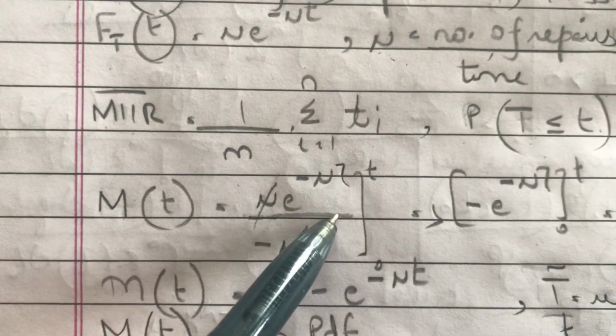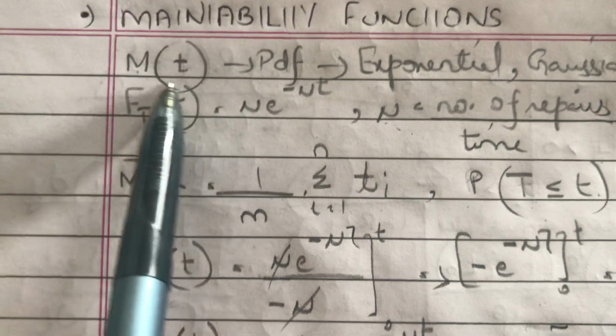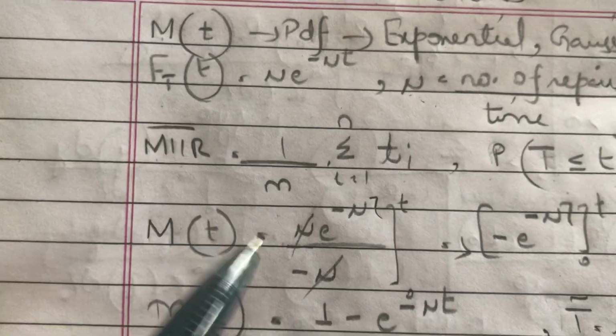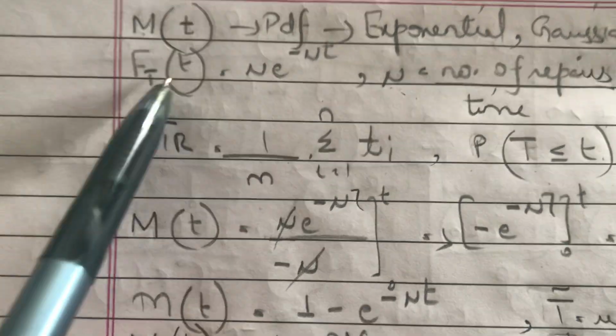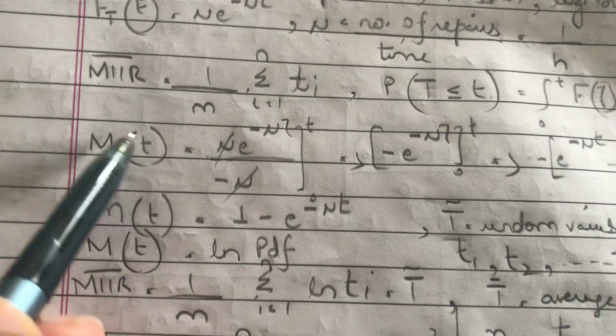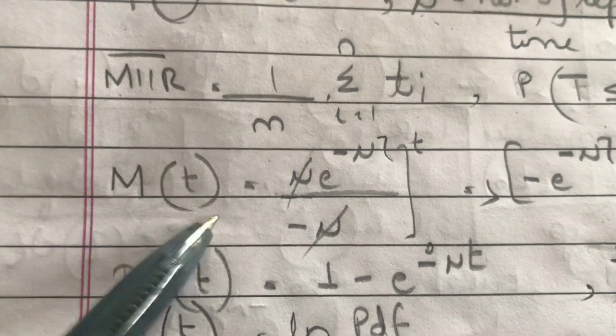And by integration, what we got, we say this is M(t), because remember we said that our M(t) is equal to our PDF. So we can write this is equal to M(t). So we are going to find our maintainability function here at time t.